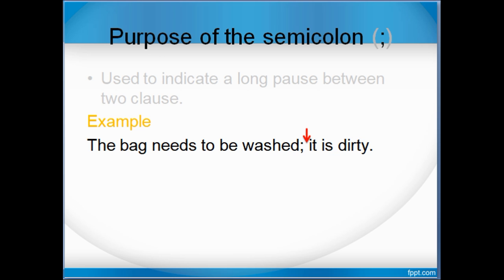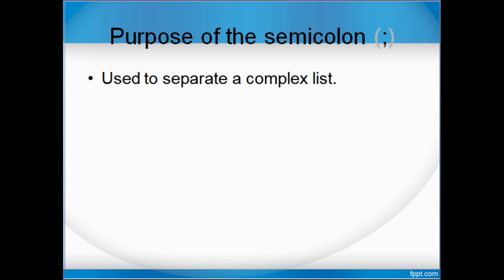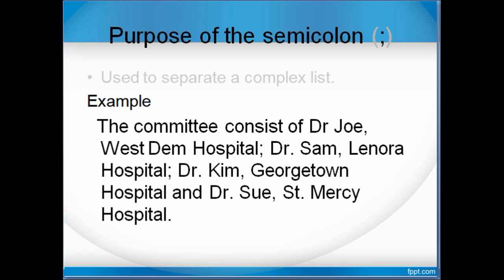The second purpose of using a semicolon is to separate a complex list. Back then we discussed that a comma is used to separate a list, but that was a simple list. A semicolon can also be used to separate a complex list. And when we talk about a complex list, we're talking about a list that has more than one component inside. Look at the example here to further understand what I'm saying.